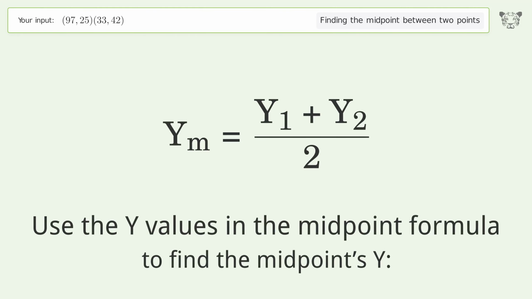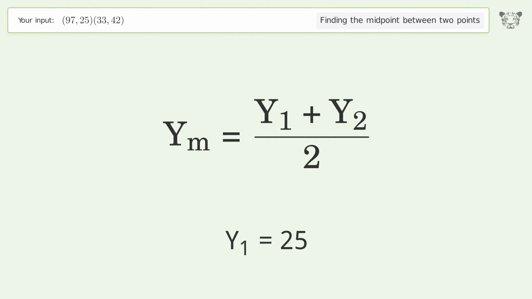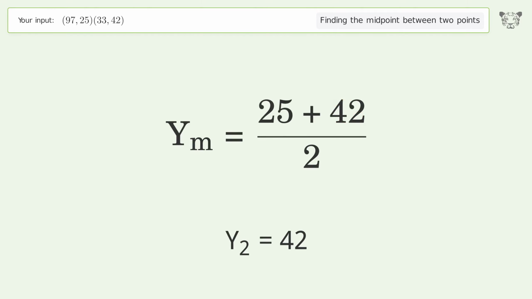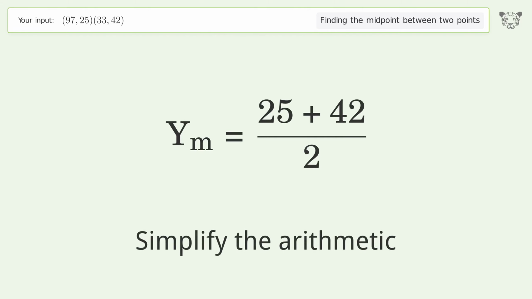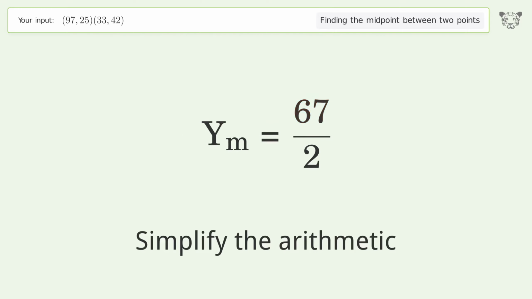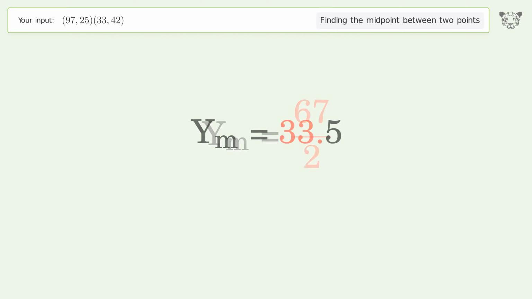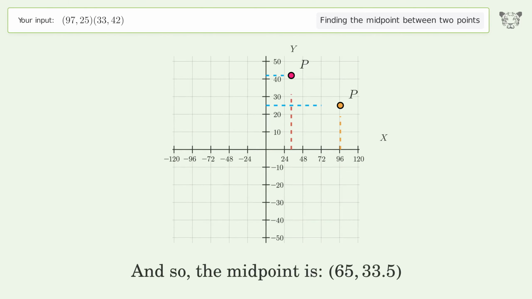Use the y values in the midpoint formula to find the midpoint's y. y1 equals 25. y2 equals 42. Simplify the arithmetic. And so, the midpoint is 65, 33.5.